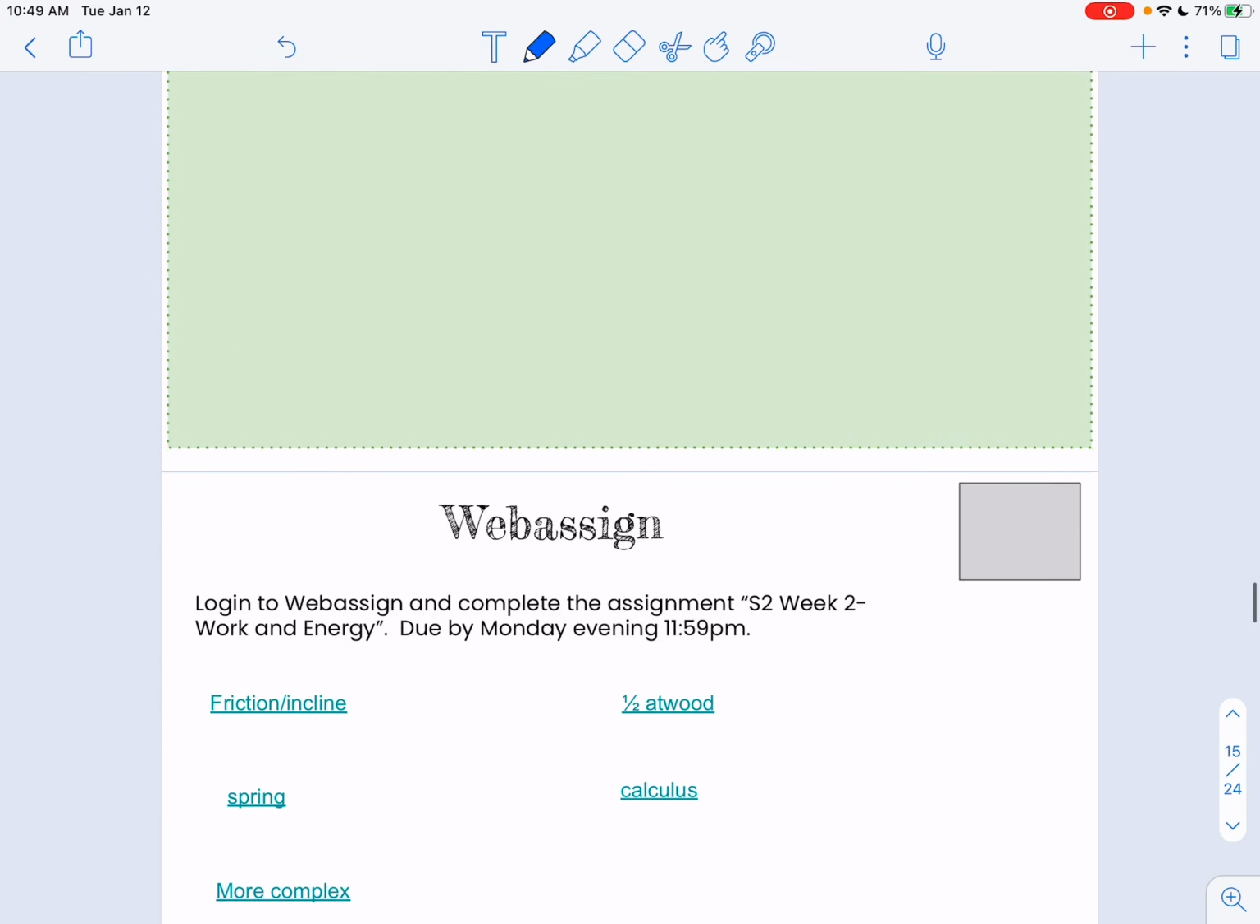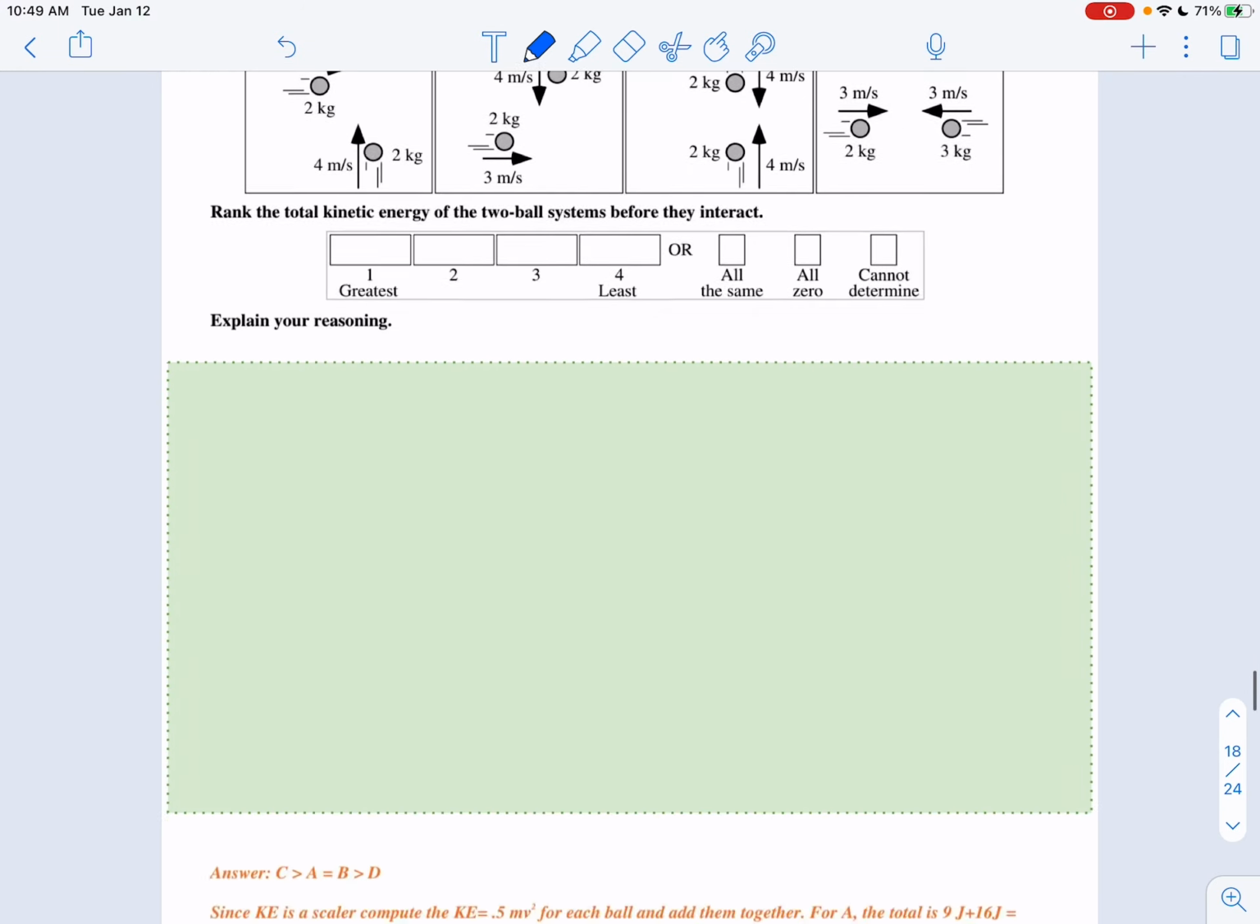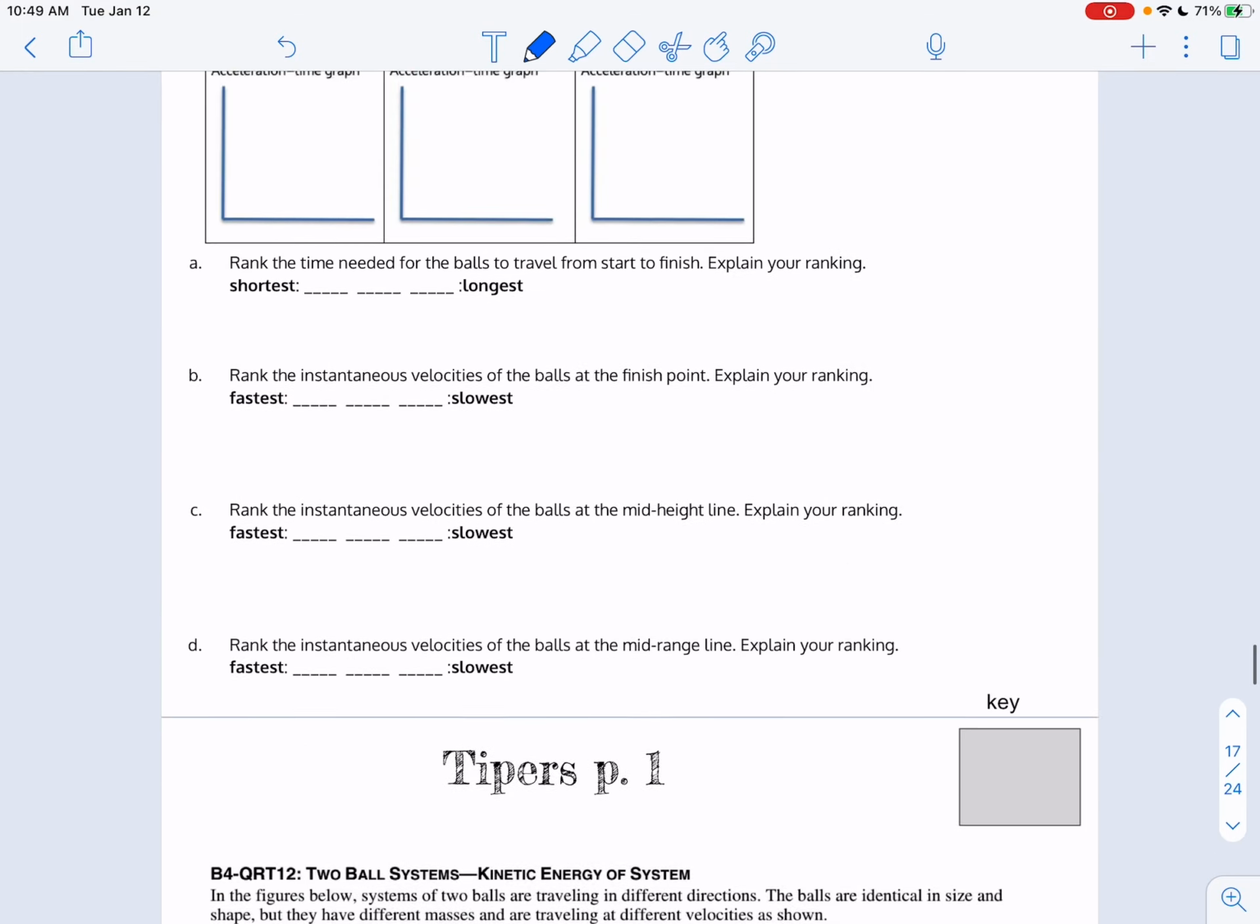And then the rest of this, there's a WebAssign and then some other little practice-y things, and then there's more than this next class too.